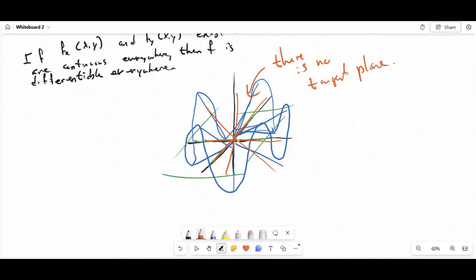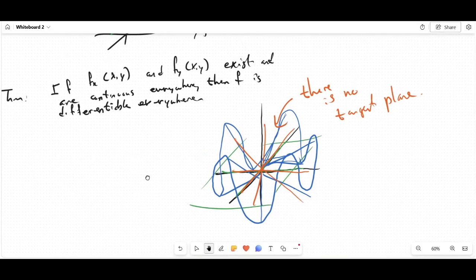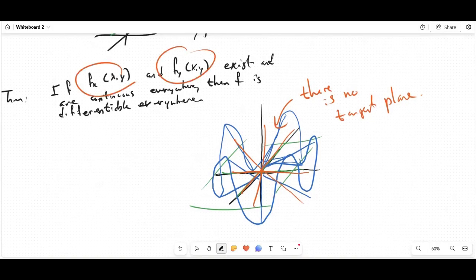But if that happens, if you were ever to design a function like this, which you can do, it's possible, these functions would not be continuous. F sub x and F sub y would have to be poorly behaved near the origin to allow this to happen.